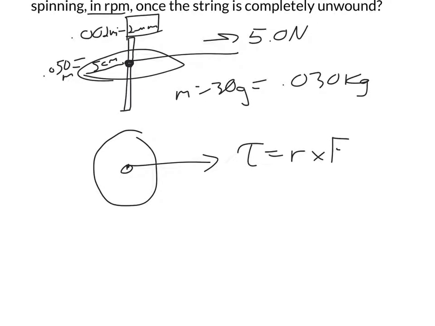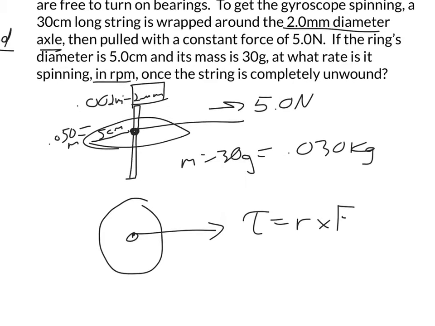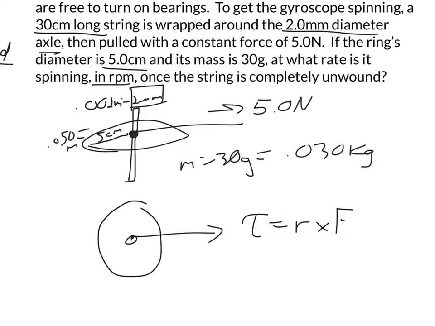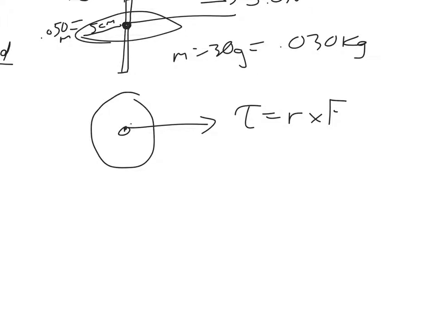So let's think what we have. We have a 30 centimeter long string. That's kind of important. So essentially, I start pulling here, and then I pull all the way out to here until the string is completely unwound. And that's 30 centimeters of string, or 0.30 meters of string that I've pulled out.